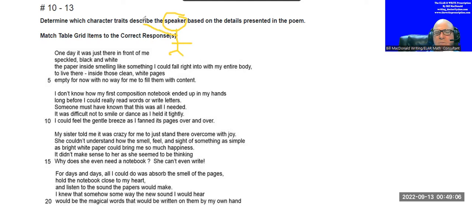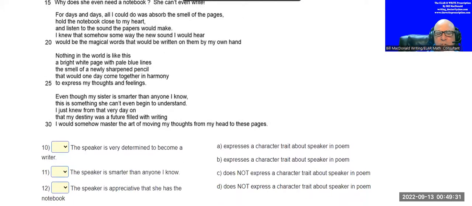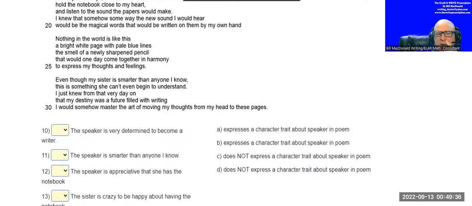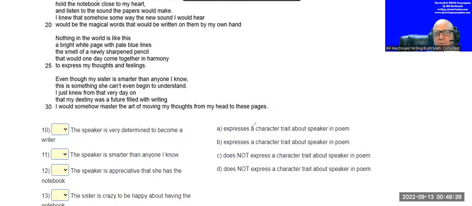It's their character, but it has to be presented in the poem. So that's what we're looking for in our response. So the speaker is very determined to become a writer. Is that true? Is that something about her character? Determination is a character trait.